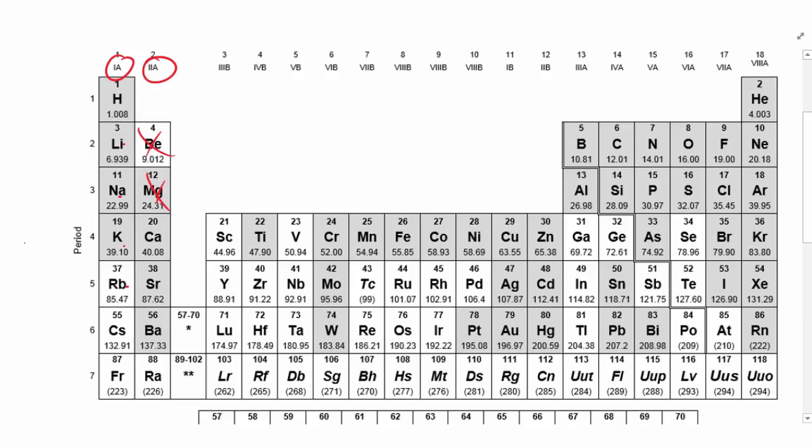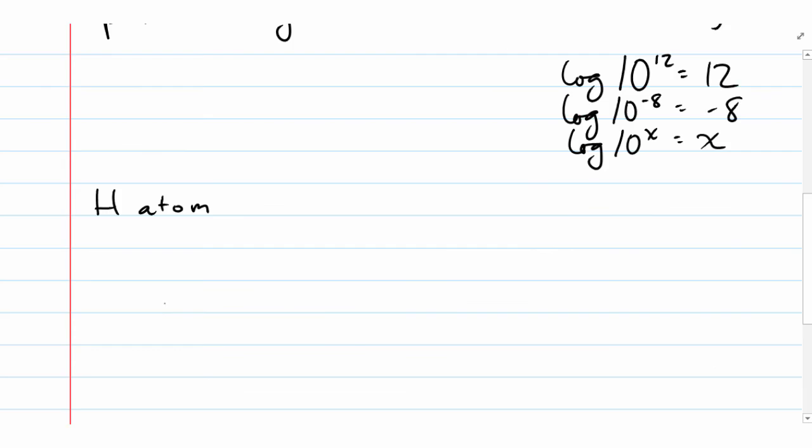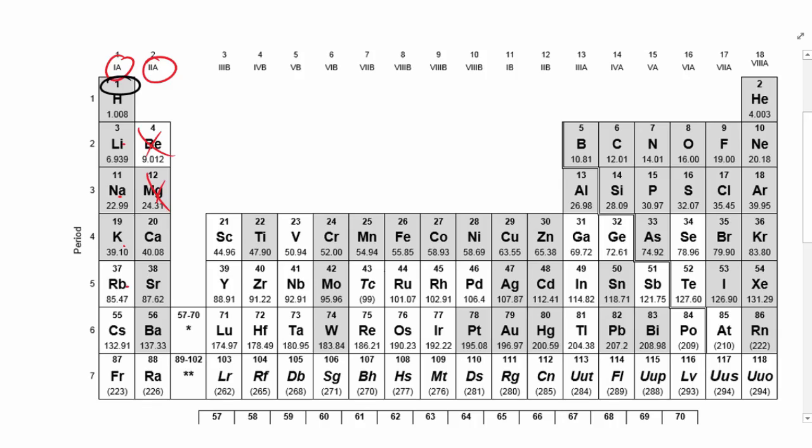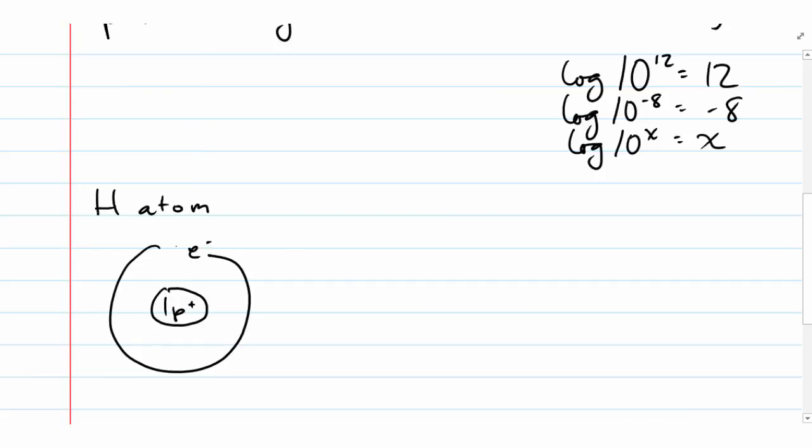If we want to talk about the construction of a hydrogen atom, how many protons are in its nucleus? 1. And where does that come from? Atomic number. So there's 1 proton in its nucleus. And surrounding that 1 proton is how many electrons? Just 1. And where does that number come from? It comes from its atomic number. As long as we have a neutral atom, the number of protons and electrons are equal.